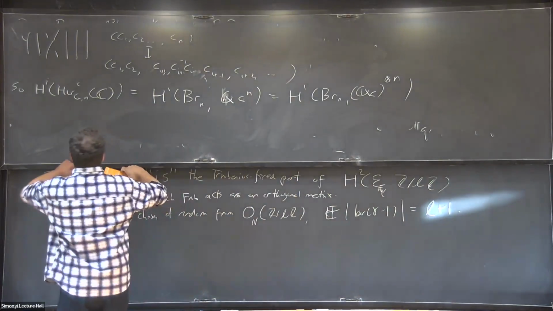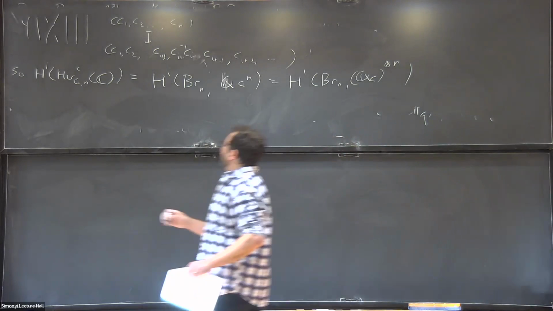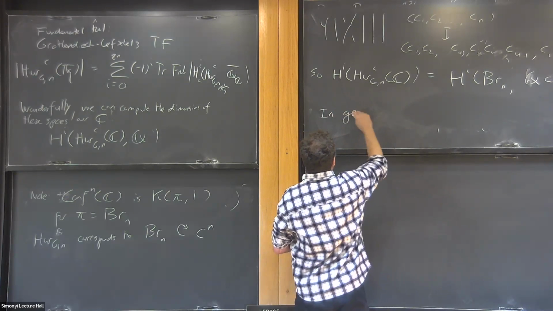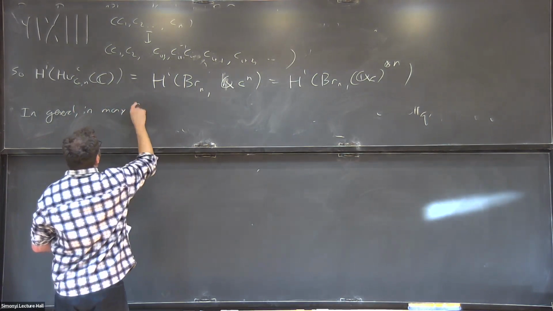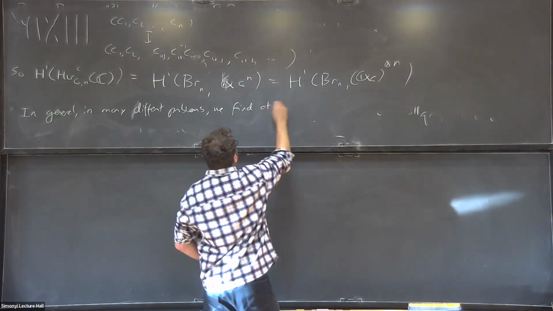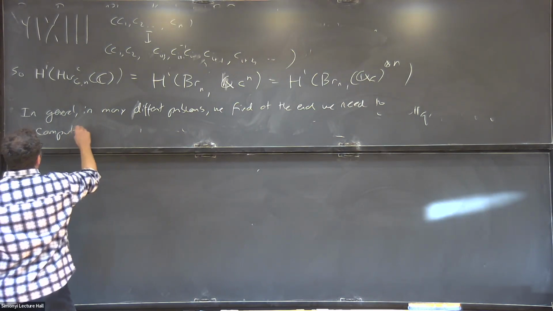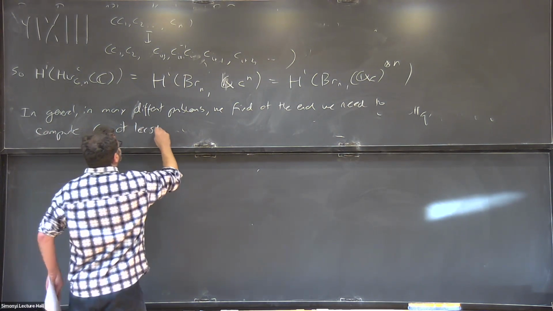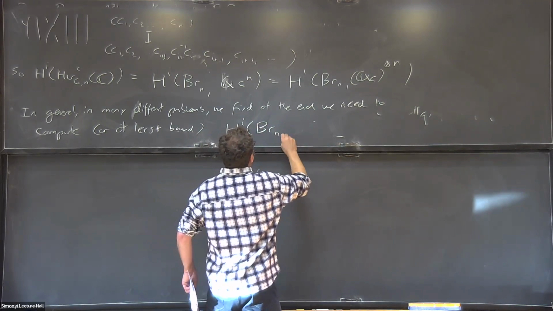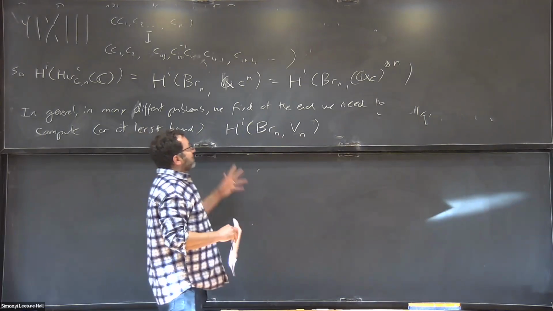So I'll close by saying that in this whole family of problems, in many different problems, we find at the end we need to compute, or at least bound, which in many cases is the best we can do for the moment, the cohomology of the braid group on n strands in some coefficient module which varies with n. And this is going to be my transition to Craig's talk.